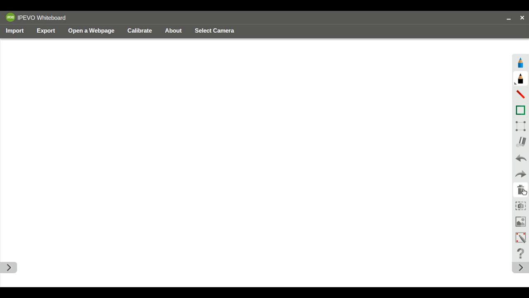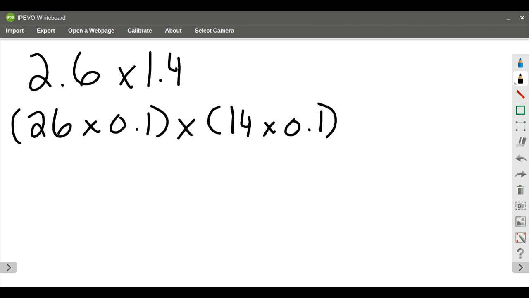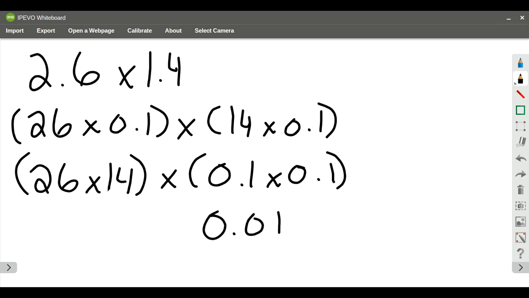Okay. Take a look at my next problem. I'm going to do 2 and 6 tenths multiplied by 1 and 4 tenths. So I'm going to have 26 multiplied by 1/10 times 14 multiplied by 1/10. Then I'm going to rearrange to where I have my whole numbers multiplied together, and my decimal place values multiplied together. So when I have a tenth multiplied by a tenth, I get 1/100th. And then I need to figure out what 26 times 14 is.